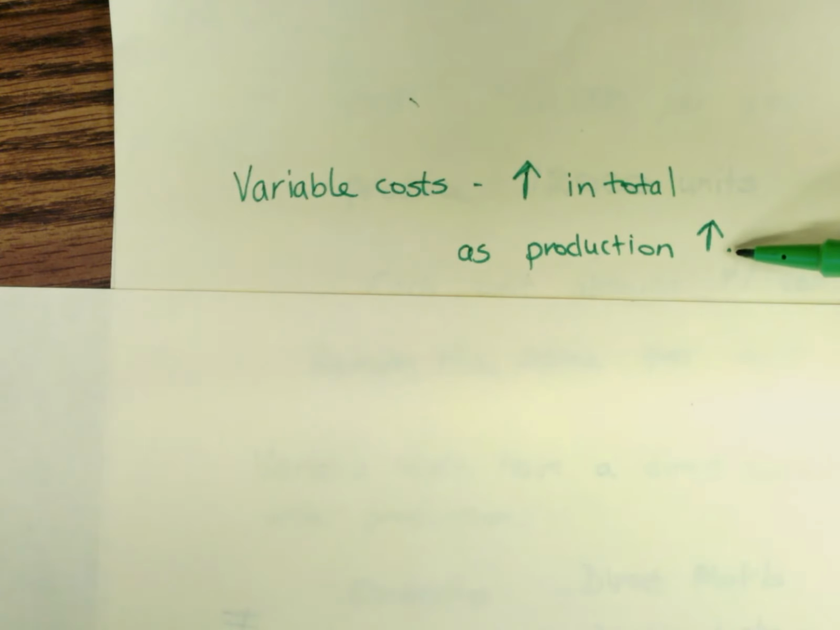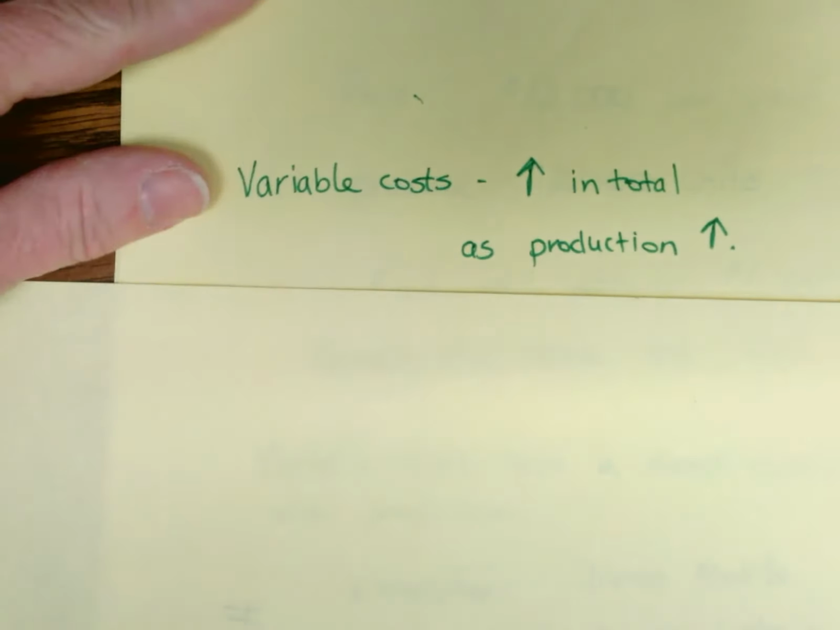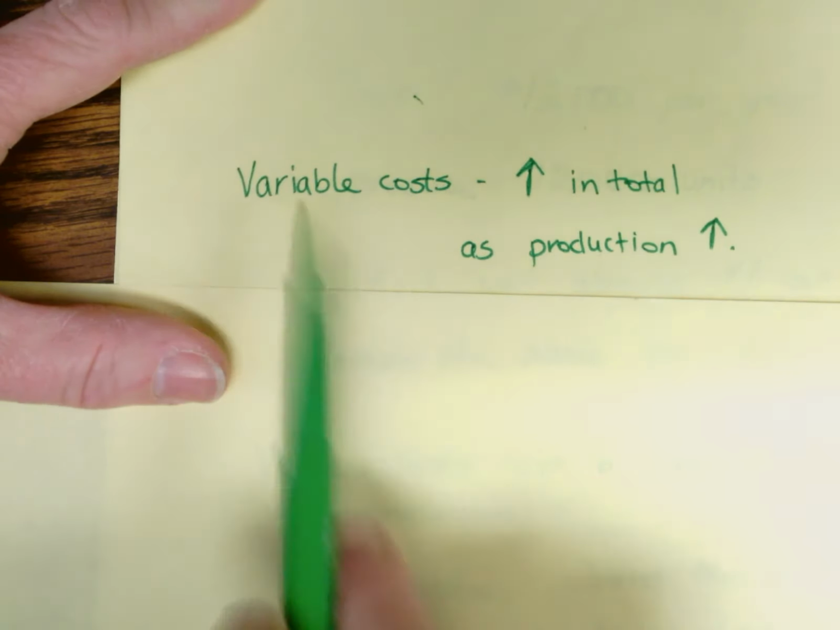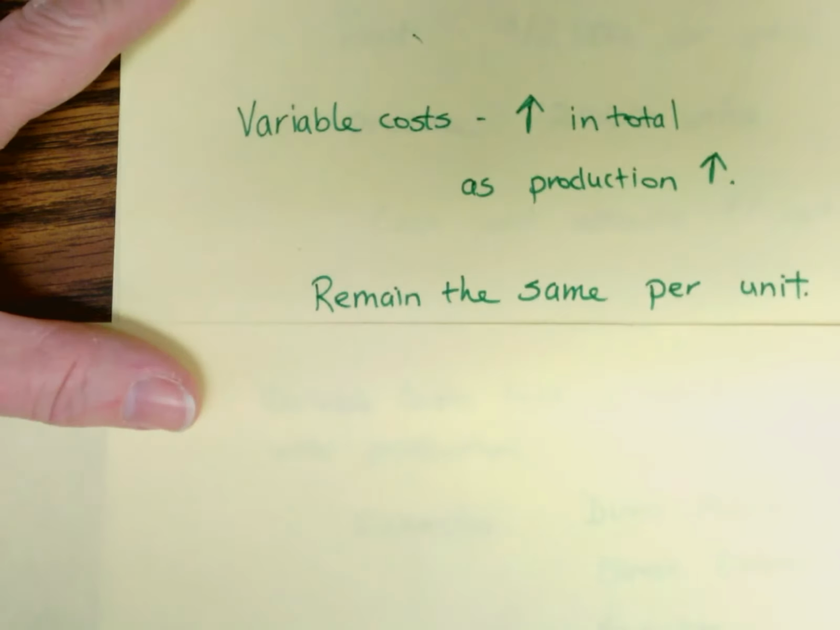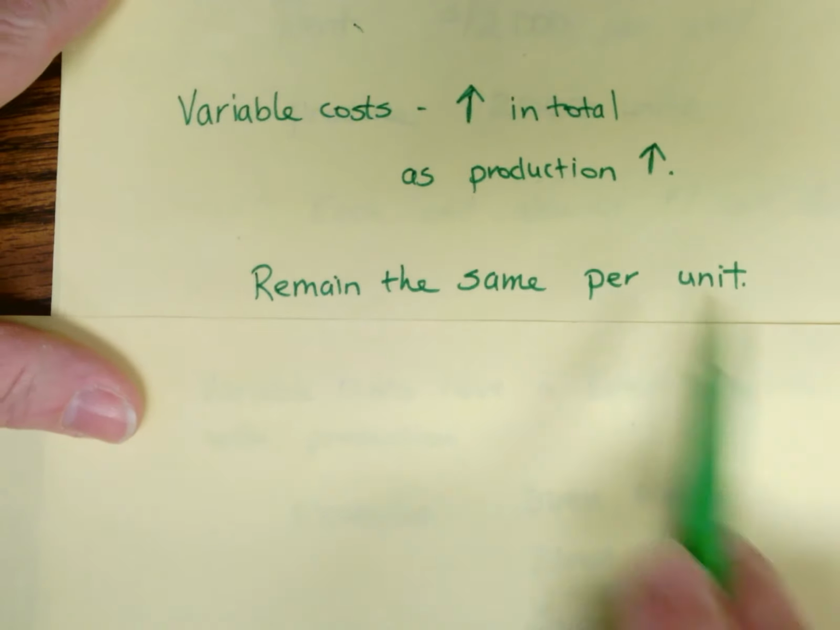They're directly related to production. So if production goes up, total variable costs will also go up. If production goes down, total variable costs will also go down. Okay? Variable costs remain the same per unit of item produced. All right, so think about that a little bit more. Variable costs have a direct correlation with production. I already said that. And some examples are direct materials, direct labor, and supplies.